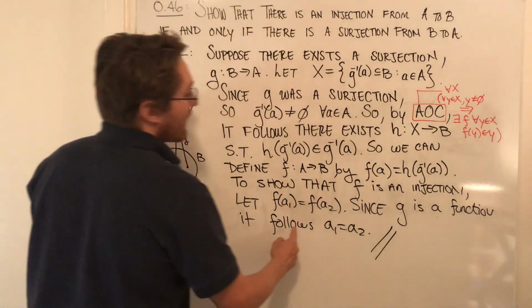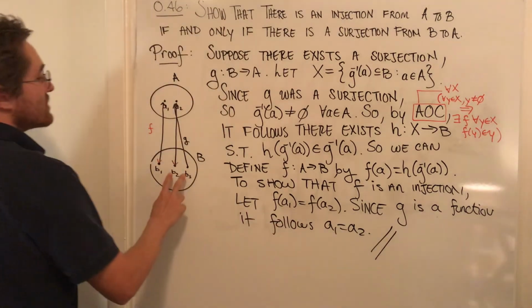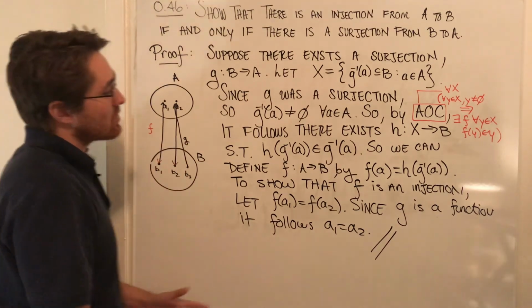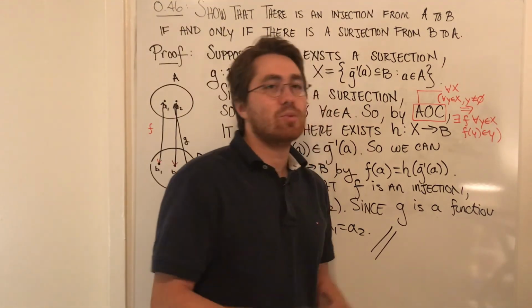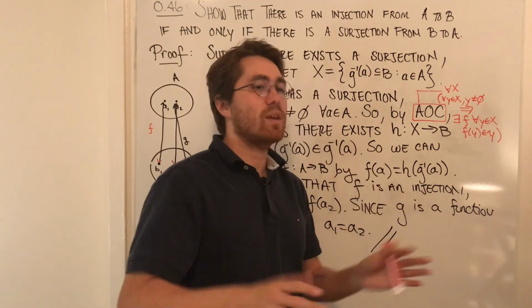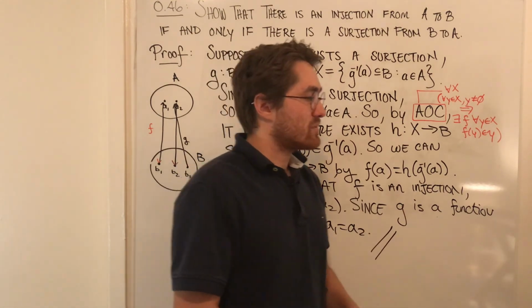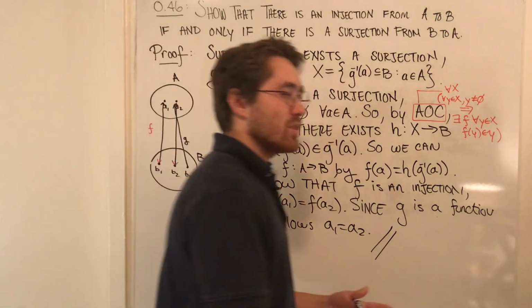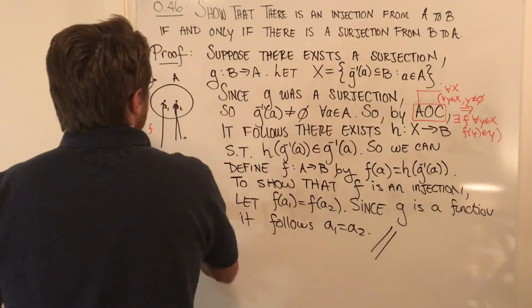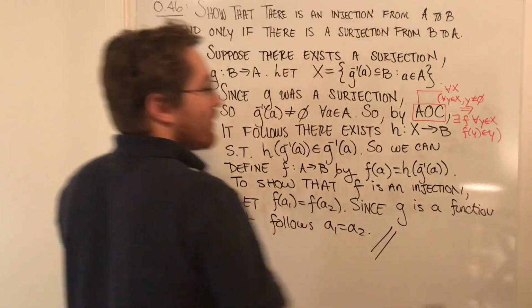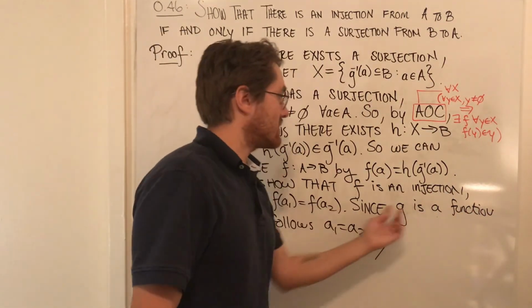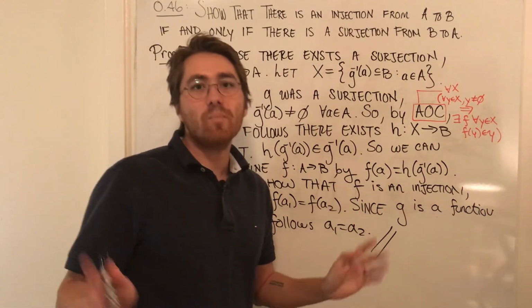And the reason I know it's an injection is because G was a function to begin with. We could have done a contrapositive or contradiction to clarify this, but if you don't have to, the general advice is not to. What they'll tell you is to convince yourself off on the side of your paper. But this is not wrong. This is a function, so A1 equals A2.